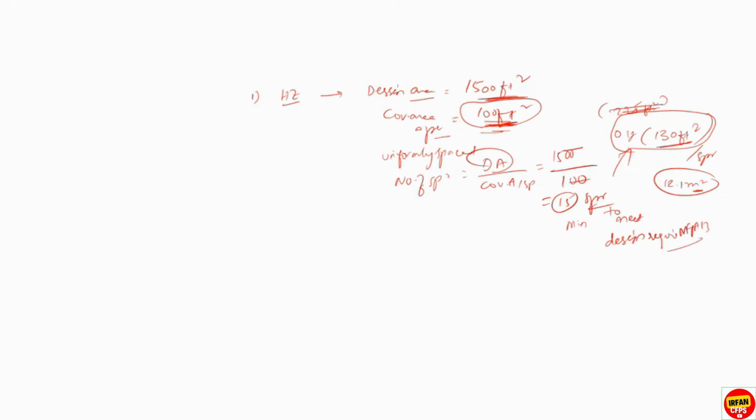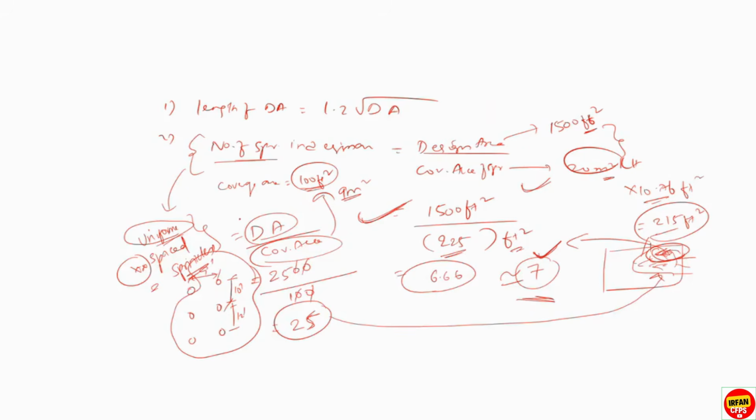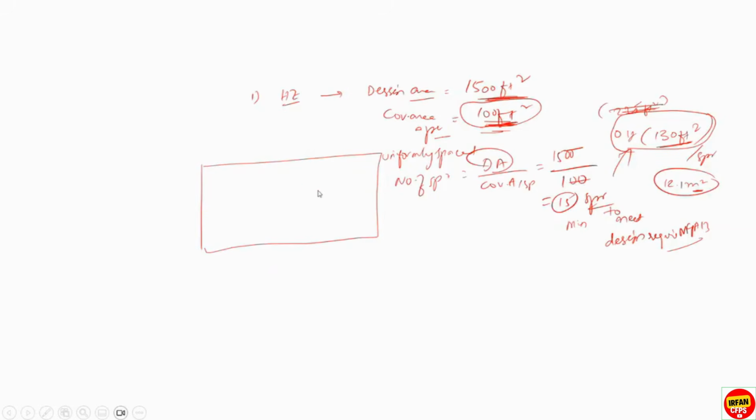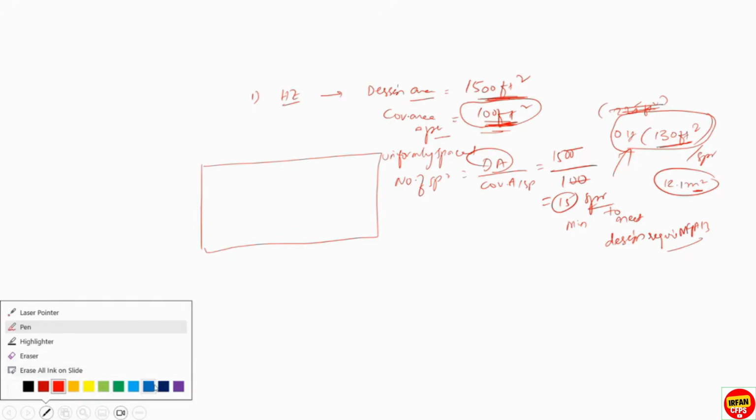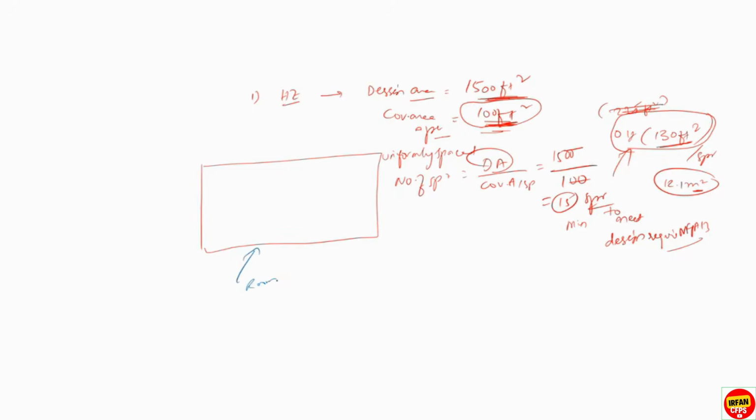Now let's move to the other scenario. One more important point I would like to highlight. As I told you, the length of the design area is 1.2 times root of design area, right? So how do we select the length of the design area? For example, this is the room, and the pipe is coming in this way. Consider this as a tree system, and your sprinklers are spaced in this way.